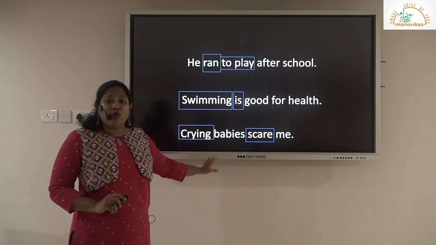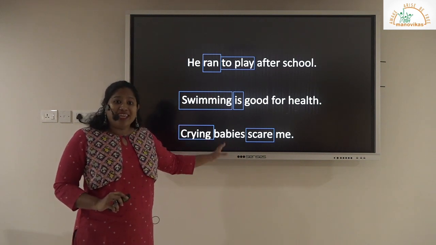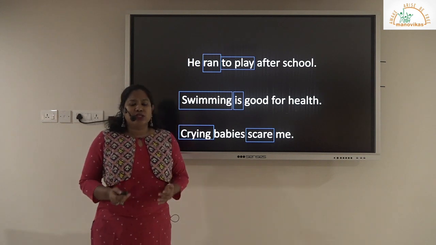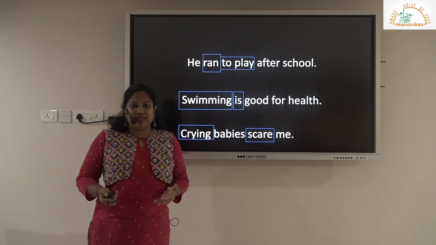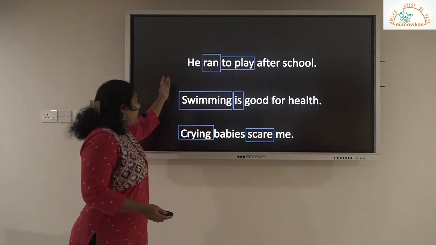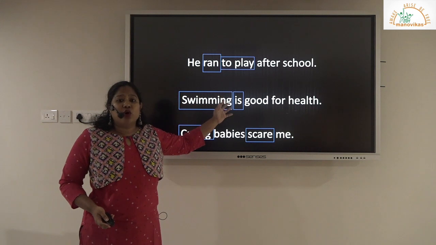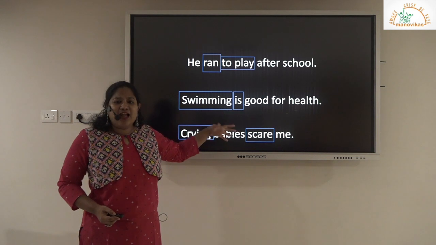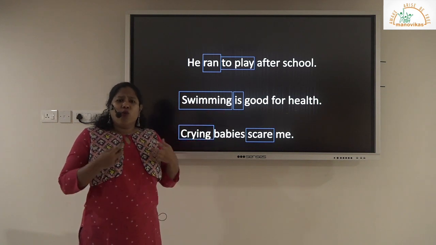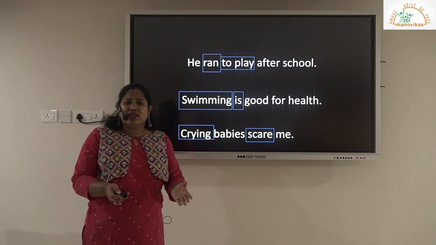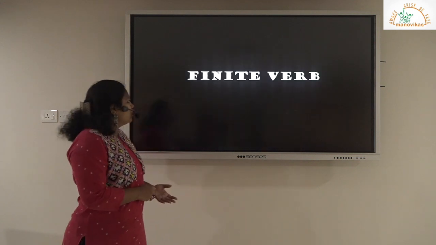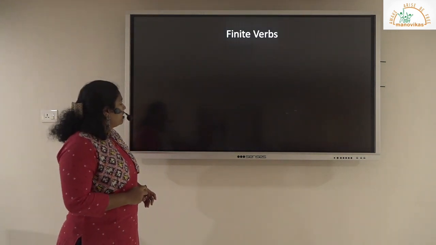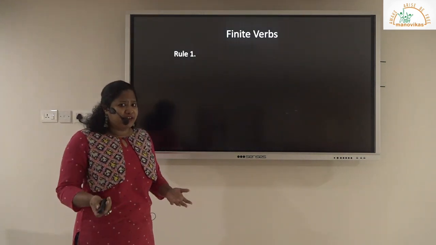However, based on the role that they play in the sentences, we can divide them into finite and non-finite verbs. This is something as students we must learn. It's like solving a puzzle. When I give you a sentence, each word there is a part of speech. They play different roles within that sentence. And we must learn to identify what role that particular word plays in that sentence. So we're going to first look at the finite verb. What are finite verbs and how do we identify them?